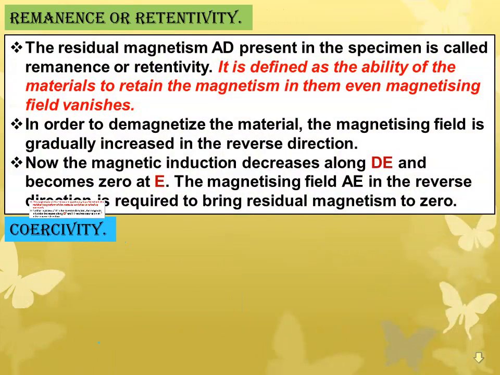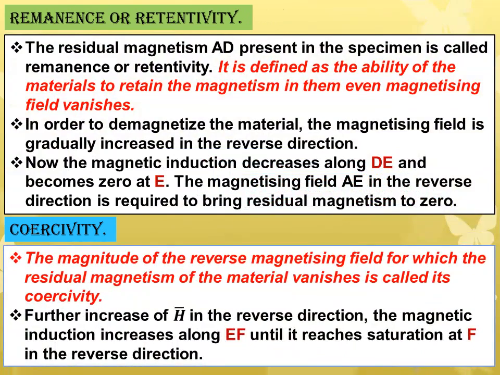Coercivity. The magnitude of the reverse magnetizing field for which the residual magnetism of the material vanishes is called coercivity. Then, on further increase of the H vector in the reverse direction, the magnetic induction increases along EF until it reaches saturation at F in the reverse direction.